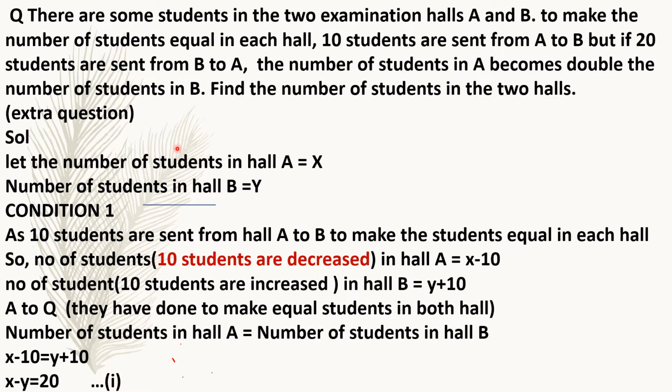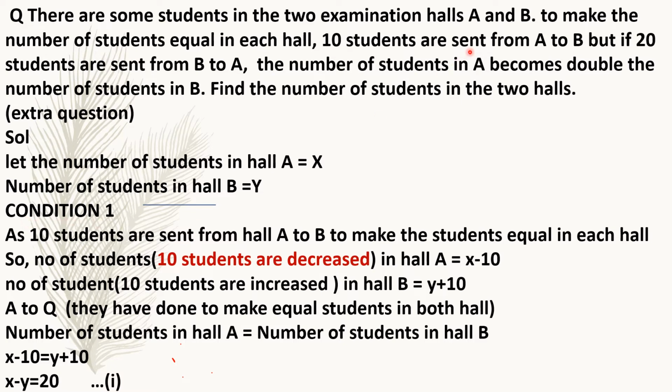Okay, so first of all, for this we consider that the number of students in hall A is equal to x. These are the total number of students in hall A, which is equal to x. And we consider that the total number of students in hall B is equal to y. Now let us come to our condition first.